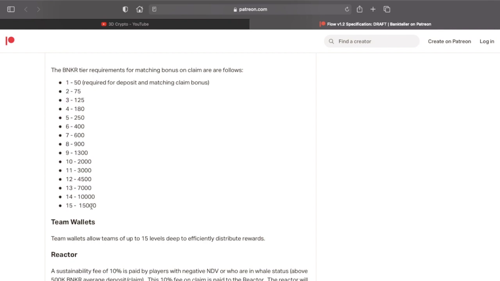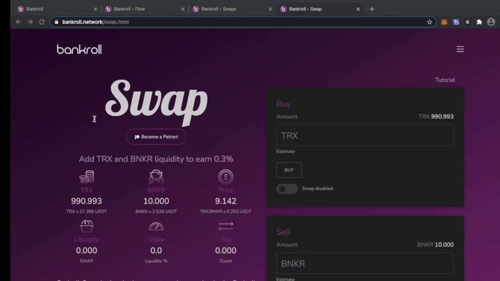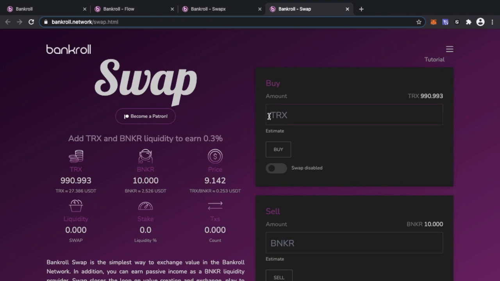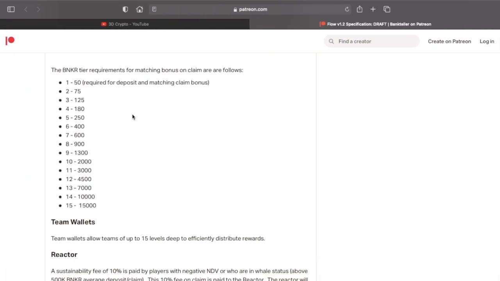I know it sounds like a lot, and it is a lot, trust me, but most people will not need 15,000 Banker. You would need at most 250 Banker. That's 5 levels deep, and that's a big team, a big network. And 250 Banker at the moment is attainable. It would set you back just over 2,000 Tron, which is good. It's almost a good investment into your team.